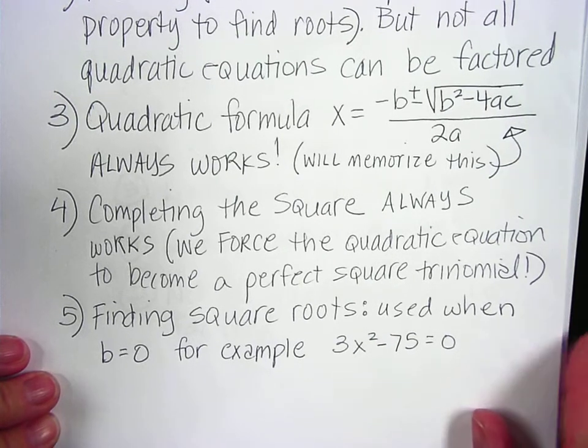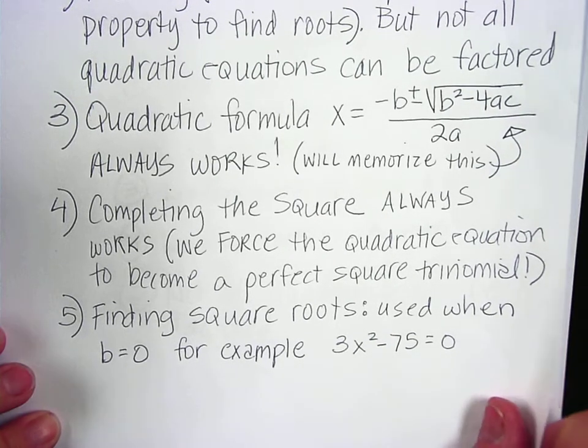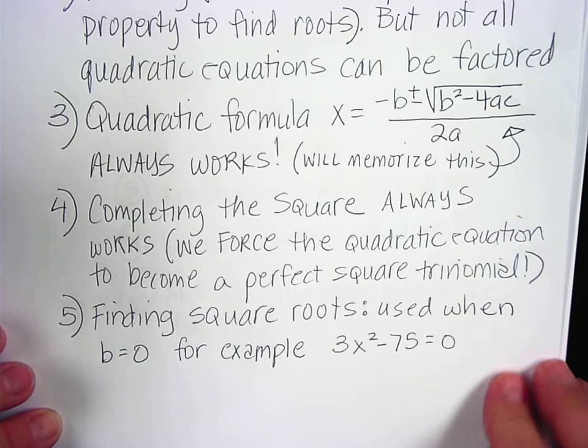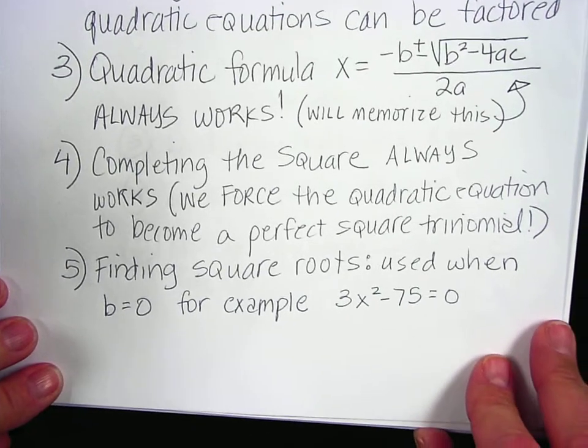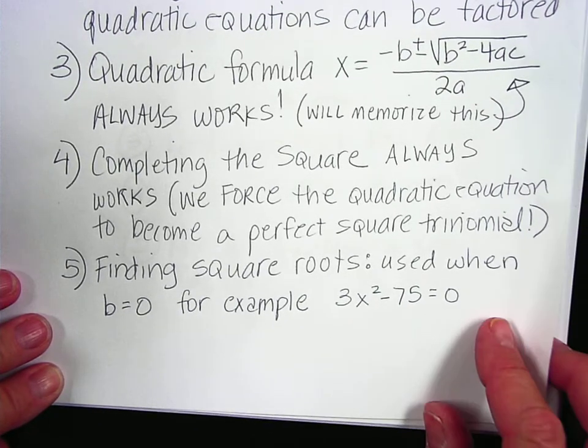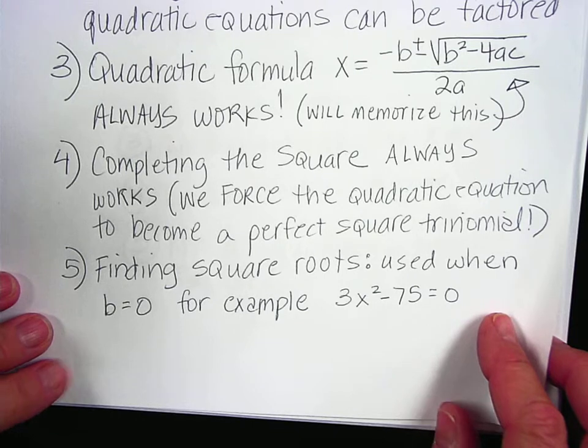The 4th way to solve a quadratic is to complete the square. And completing the square always works. And what we're doing basically is forcing the quadratic equation to become a perfect square trinomial.